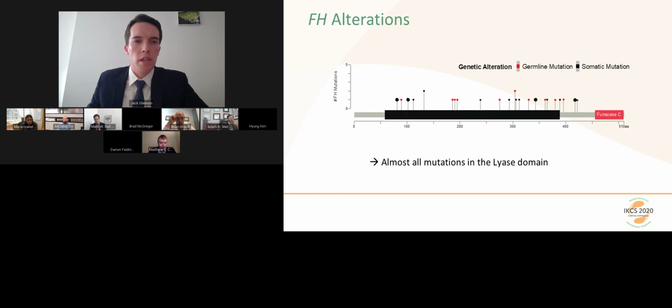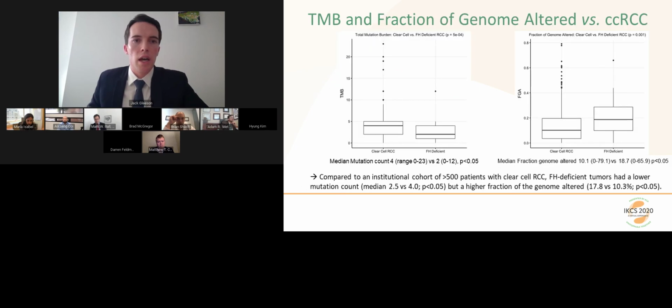We looked deeper into the FH alterations, as shown here, and identified that almost all mutations occurred in the lyase domain of the FH gene. And one interesting finding was when we compared to an institutional cohort of clear cell kidney cancer. It's on the left of the screen here. We see that they had a lower tumor mutational burden and mutation count, but they had a significantly higher fraction of the genome altered. This followed similar patterns to the Comprehensive Papillary New England Journal paper from 2016.